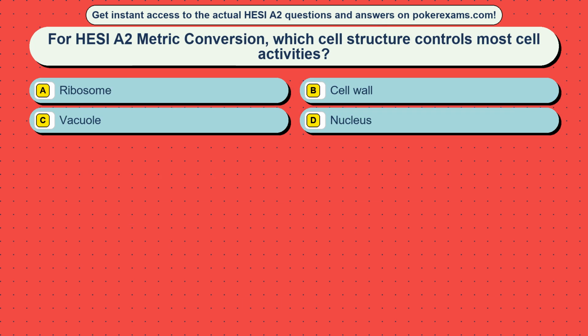Question 42. For HESI A2 metric conversion, which cell structure controls most cell activities? Option A, ribosome. Option B, cell wall. Option C, vacuole. Option D, nucleus.